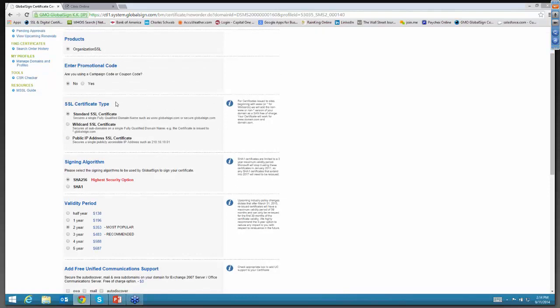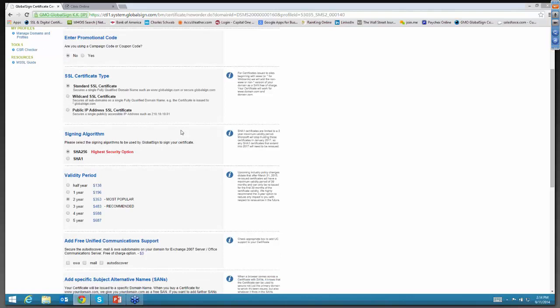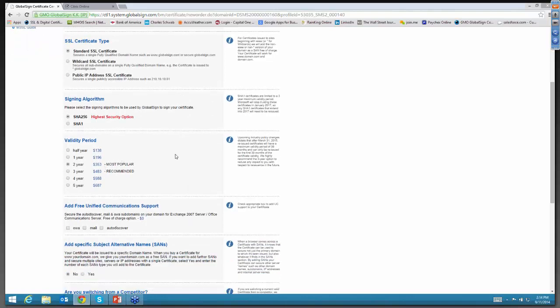I can choose the various organizational certs that are available to me. I have standard SSL, single domain certificates, and wildcard certificates. I can even, as I mentioned, order a certificate for a public IP address. You can order anywhere currently from a 6-month to a 5-year certificate, although as a caveat, as many of you may know, the CA/Browser Forum is soon deprecating the 4- and 5-year options, so we'll be able to offer anything from 6 months to 3 years coming soon.